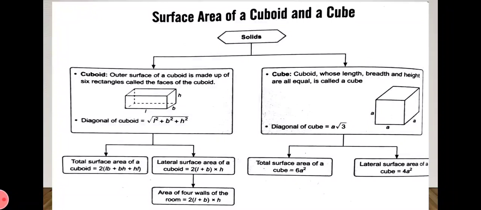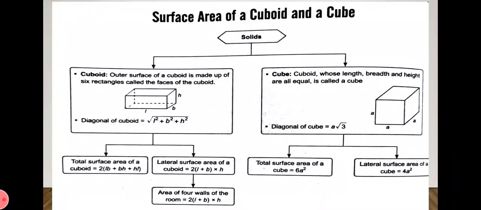Similarly, for a cube, now what is a cube? A cuboid whose length, breadth and height are all equal is called a cube. As all the edges of a cube are equal in length, we have denoted them as A.